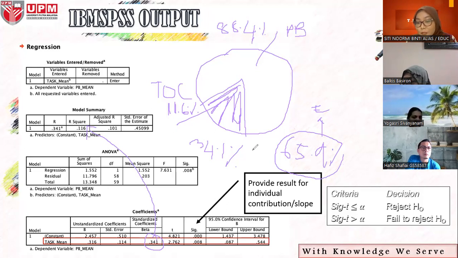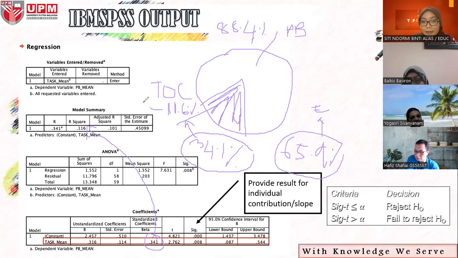Okay, the actual influence is only 34.1% out of 11.6. Faham tak? Yang ni sebenarnya bawah ni. So if, let's say, we transform into another pie chart, this 11.6% becomes another pie chart of the contribution of task-oriented coping on philanthropic behavior. Okay, so ni contohnya this one akan jadi 100%, which is equal to 11.6.